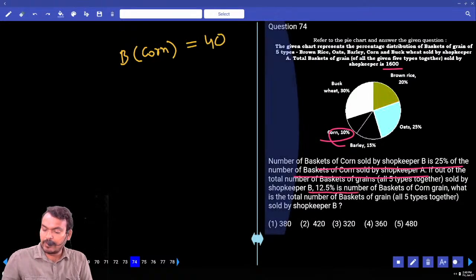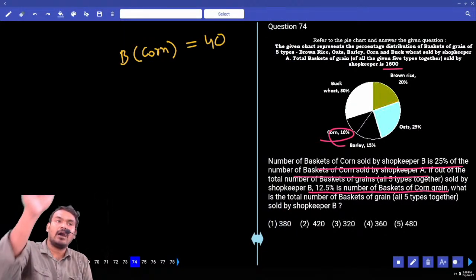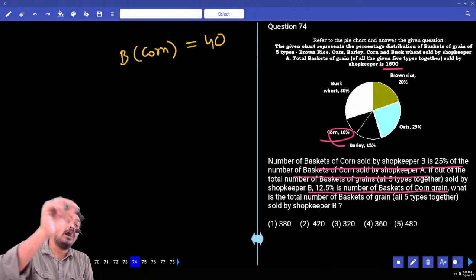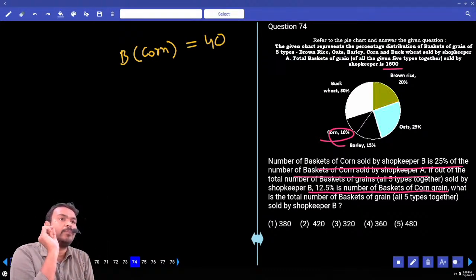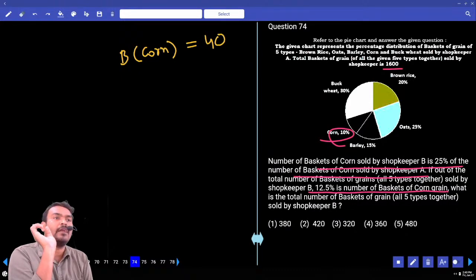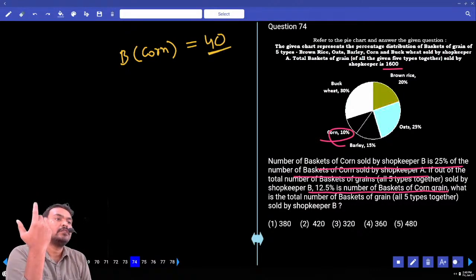What is the question here? B 12.5% is the number of baskets of corn grain, or not? It means out of the total, corn is how much percent in B? 12.5. 12.5 means what is the fraction? 1 by 8, meaning out of 8 parts, 1 part is corn. 1 part is how much? 40. 8 parts are 320.